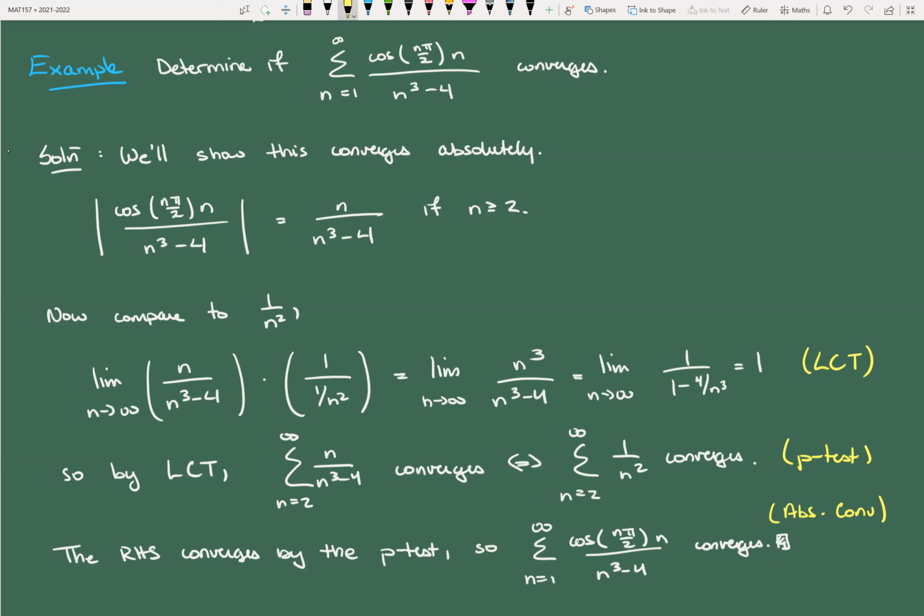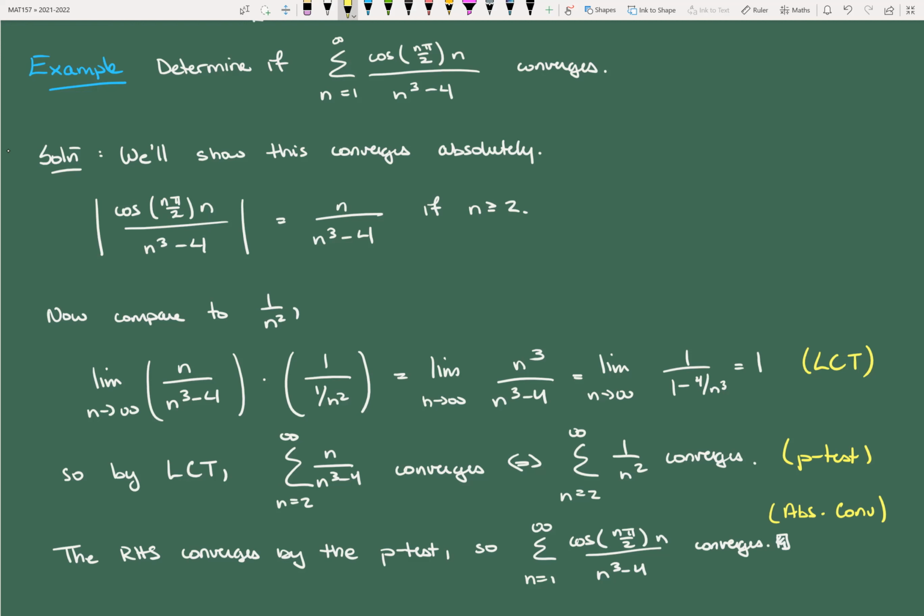That's why you need to ingrain these things and do a ton of examples, so you get used to asking, what test should I use when? There's really no substitute for that other than a whole ton of practice. And again, you can't use LCT or BCT on this summand because it requires positive terms, and you don't necessarily have that here.